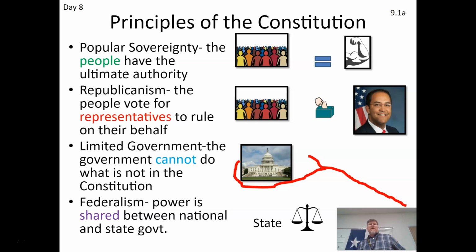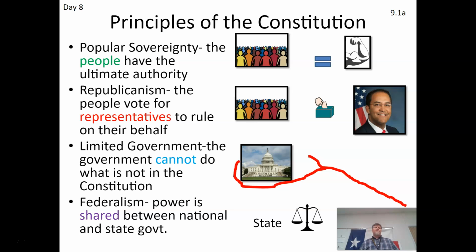Another principle is that of limited government. With limited government, the government cannot do what is not in the Constitution. So the idea here is that we are going to limit their power. Here are the things that are enumerated, the expressed, listed powers; here are powers that are forbidden; and then there are some that are implied powers. In other words, these powers are necessary to carry out other duties that you are required to do.